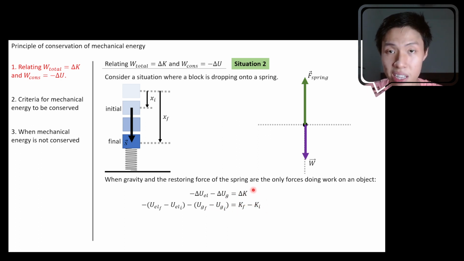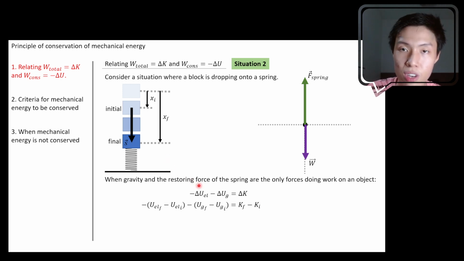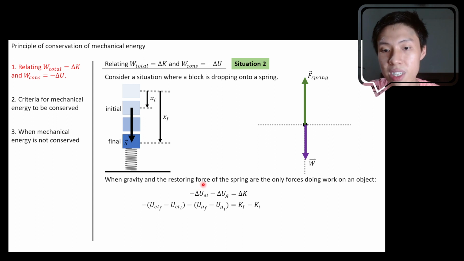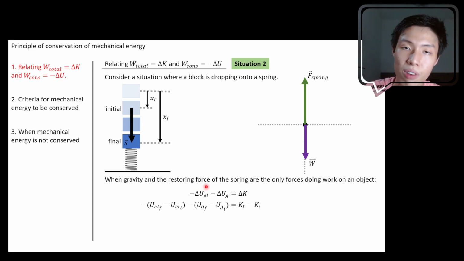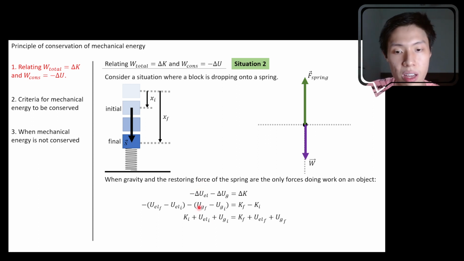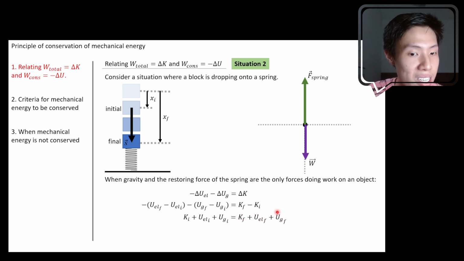Now you might need to take a piece of paper and try to rearrange it yourself. What you need to do is bring all the initial terms to the left hand side of the equation and bring all the final terms to the right hand side of the equation. Then you end up with this equation over here: the kinetic energy initial plus the elastic potential energy initial plus the gravitational potential energy initial is equal to the kinetic energy final plus the elastic potential energy final plus the gravitational potential energy final.